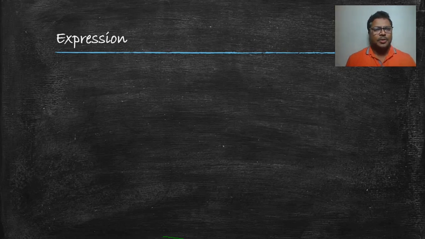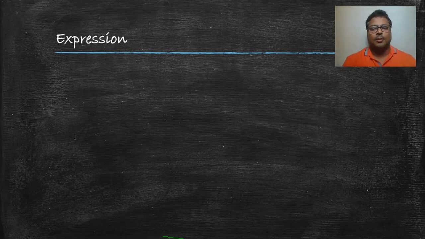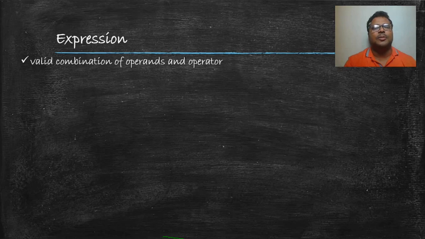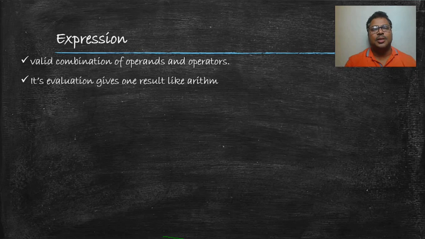If you have any prior knowledge in any programming language, an expression is a valid combination of operands and operators. So what type of combination will give some result? That means when we evaluate it, it will give one result. That is known as an expression.